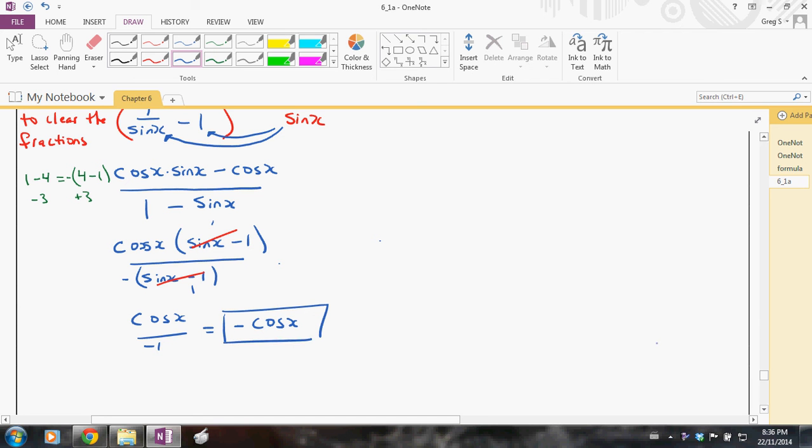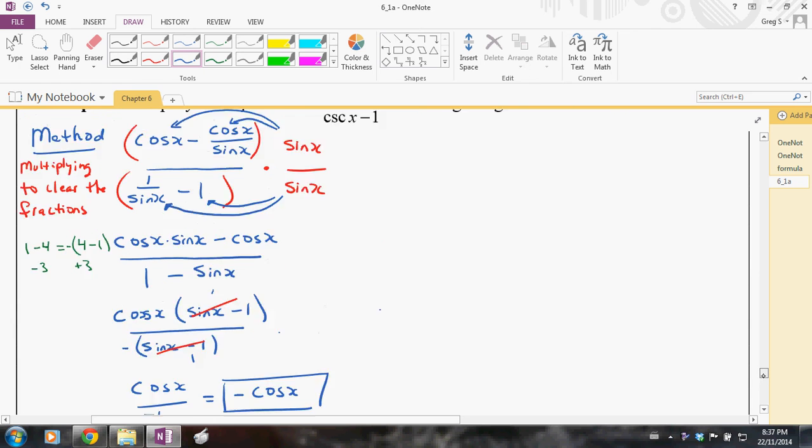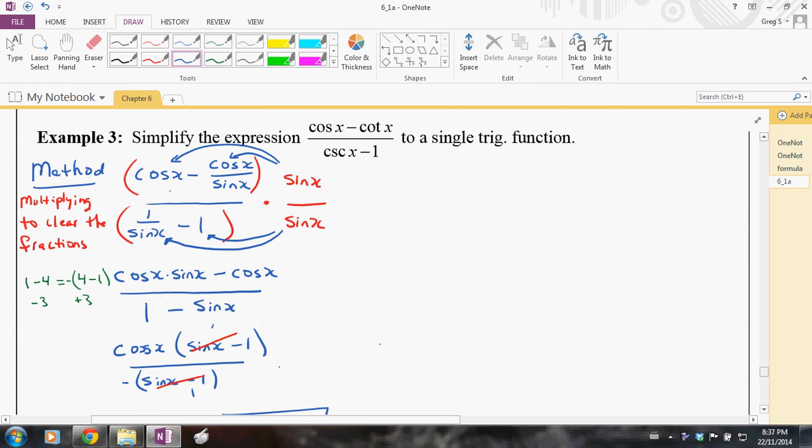Okay, so that is the first method. And that's a pretty cool way to look at this and say, hey, I can clear these fractions by multiplying the top and the bottom by the sine of x. But we do have another method. If I switch to green, maybe it'll be less. Oh, that was method 1. Okay, so this will be method number 2.